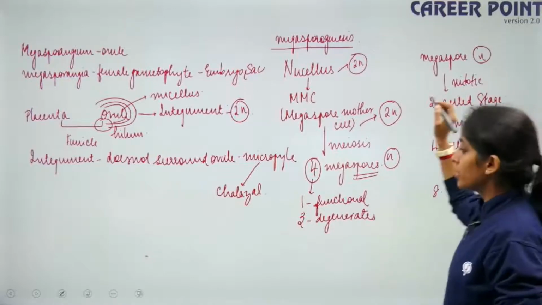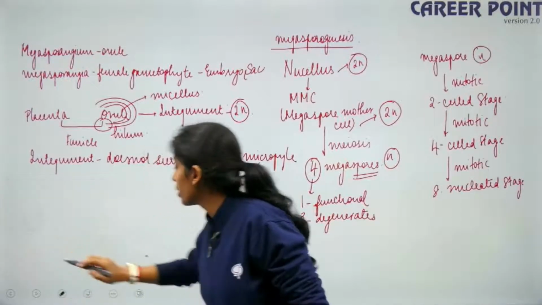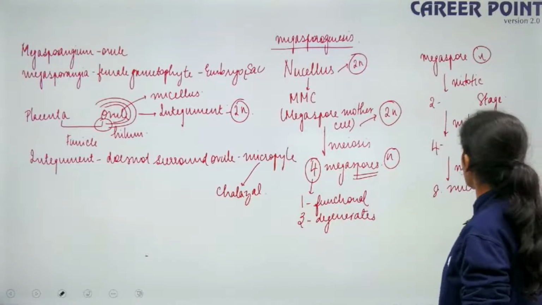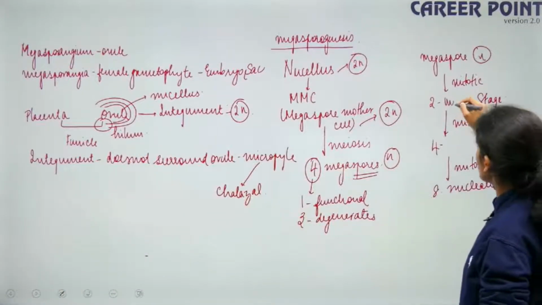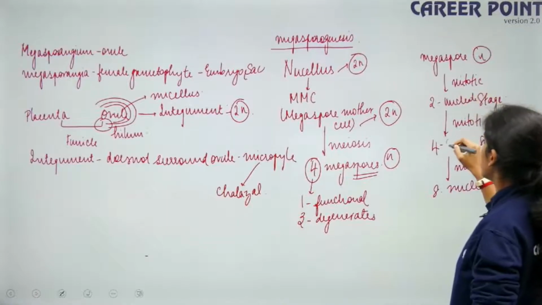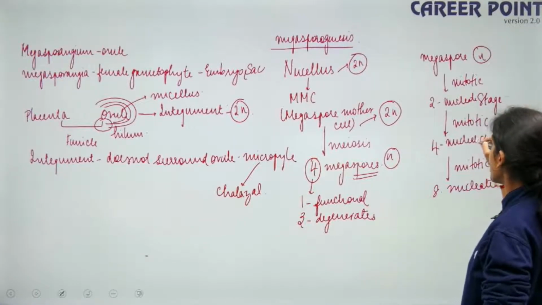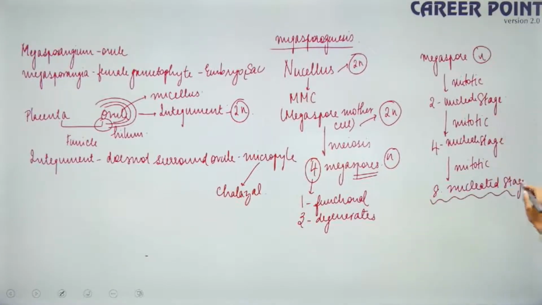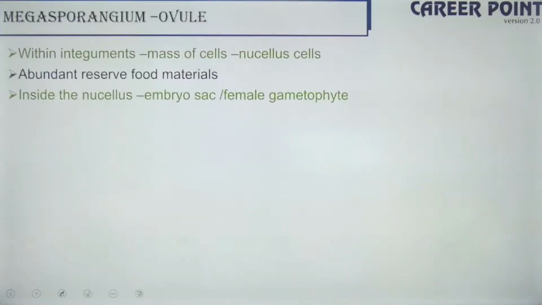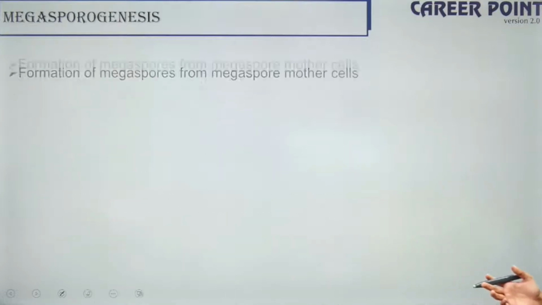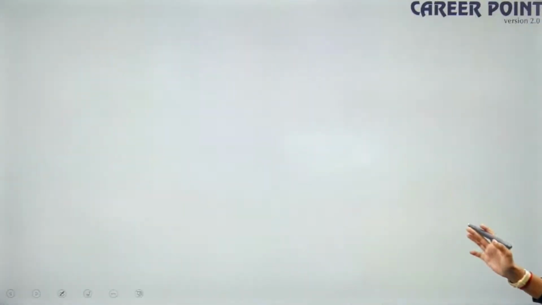When this nucleus divides, it forms the 2 nucleate stage. So this forms the 4 nucleate stage, and finally it forms the 8 nucleate stage. Now what happens to these 8 nucleate stages? So yeah, megasporogenesis. This is what I've told you, right?